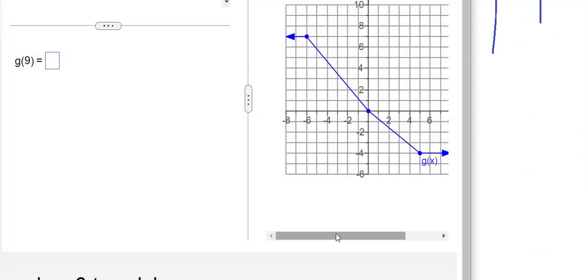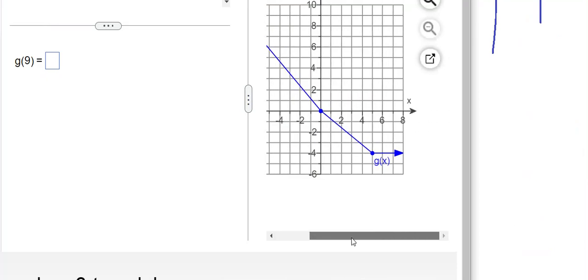All right, so this time they give us a function. They like to change the name sometimes. They call it g. Okay, that's just the name of the function. 9 is the x value. So I've got to go over here till I can see the x value.